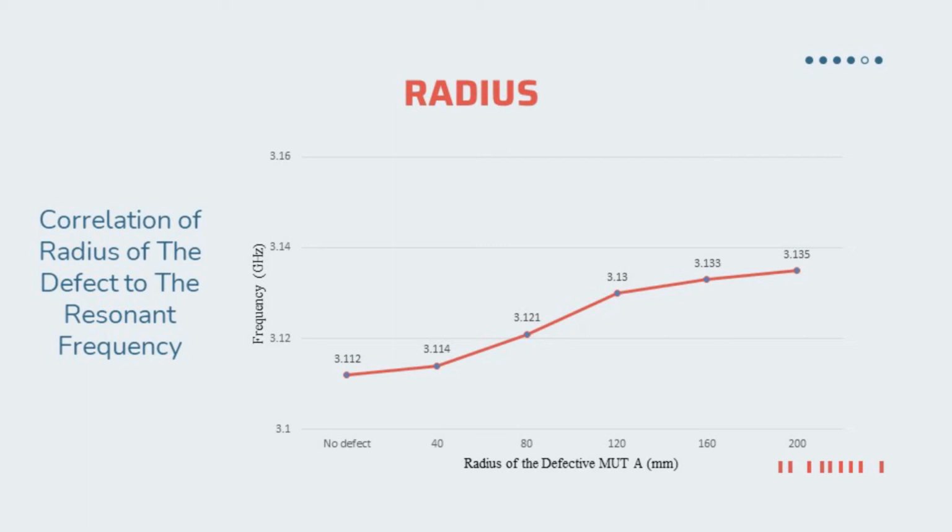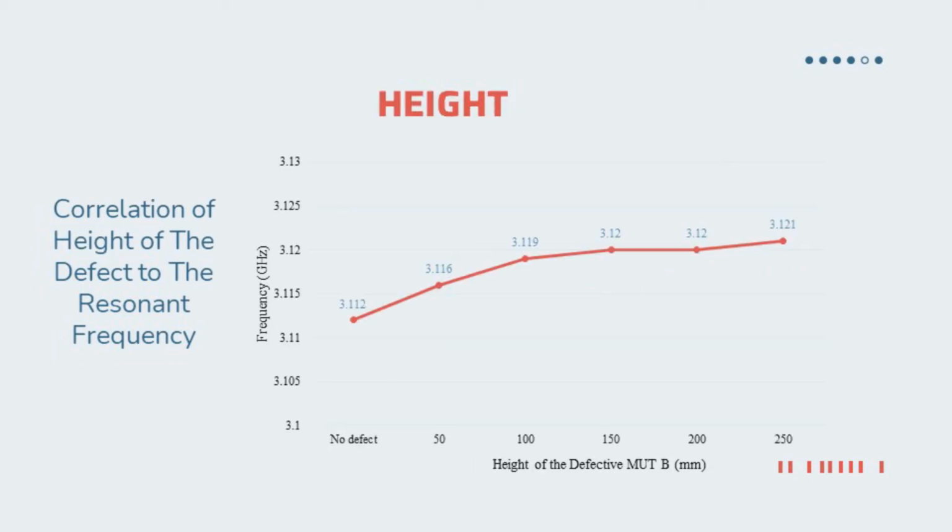This graph shows the correlation of the radius of the defect to the resonance frequency. From the result, it is observed that when the radius of defective MUT-A increases, the resonance frequency will increase. This graph shows the correlation of the height of the defect to the resonance frequency. It is observed that the resonance frequency varies at different heights of the cylinder. The resonance frequency has a certain tendency to increase with the increasing height of the cylinder.